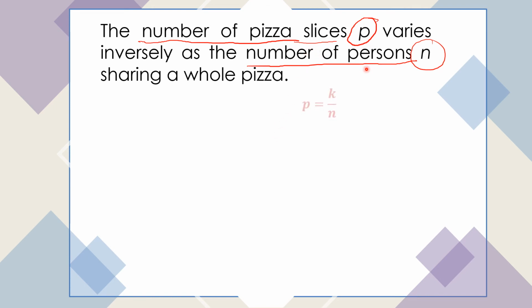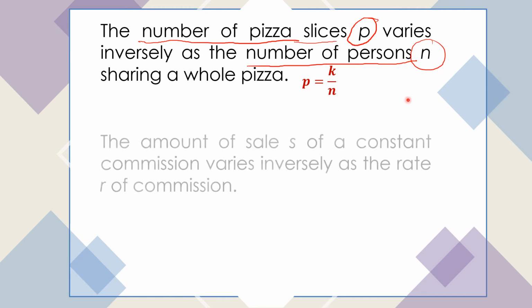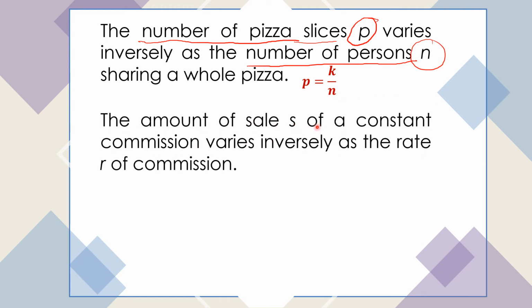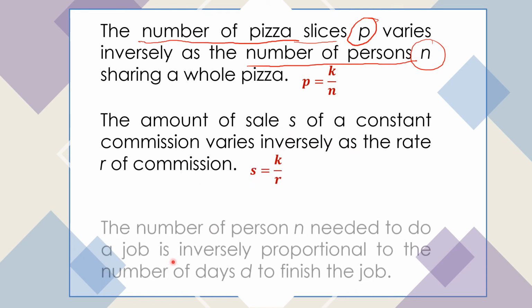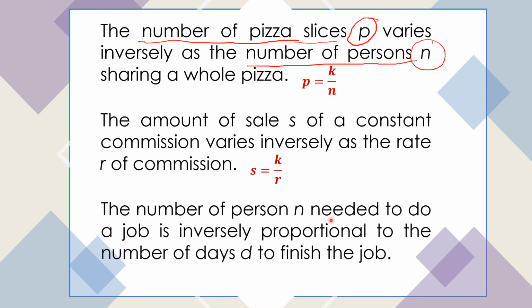So, next, siya magiging P equals K over N. Kaya P is inversely proportional sa N. Next, the amount of sale S of a constant commission varies inversely as the rate R of commission. We have S equals K over R. Then next, we have the number of persons N needed to do a job is inversely proportional to the number of days D.